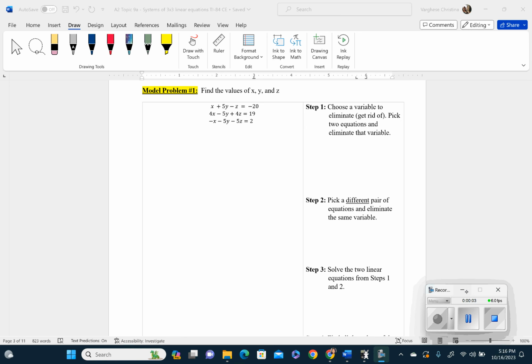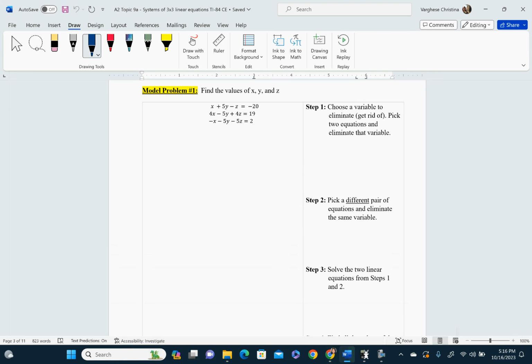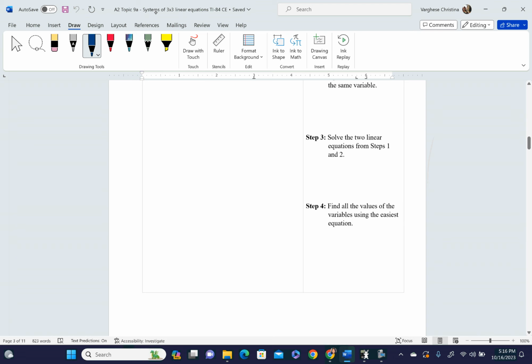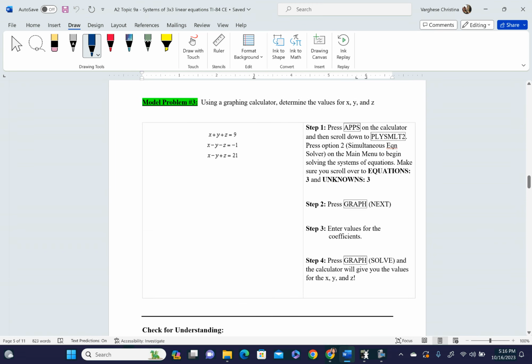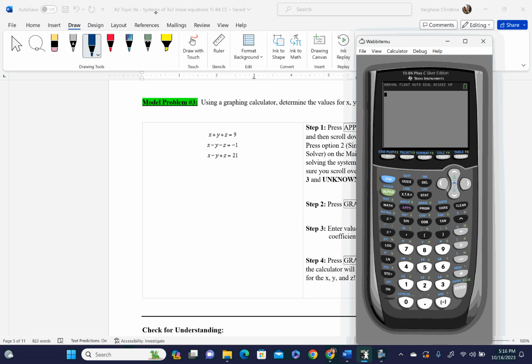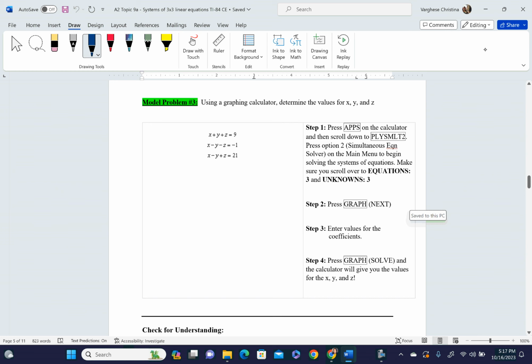Right, so today's lesson is going to be about solving 3 by 3 systems of equations. There is a way to do it straight on the calculator. If you follow model problem number 3, there's an apps button, this purple button right here. You hit that, and then you find PolySmlt2. My calculator right here does not have it, but the ones at school do. You follow these steps and you literally just plug it in.